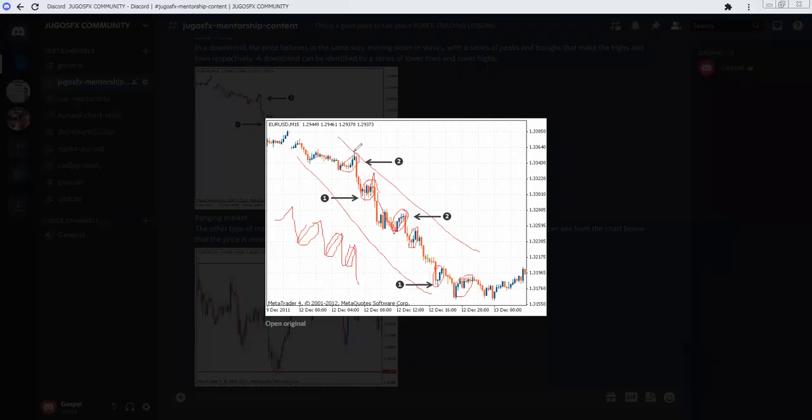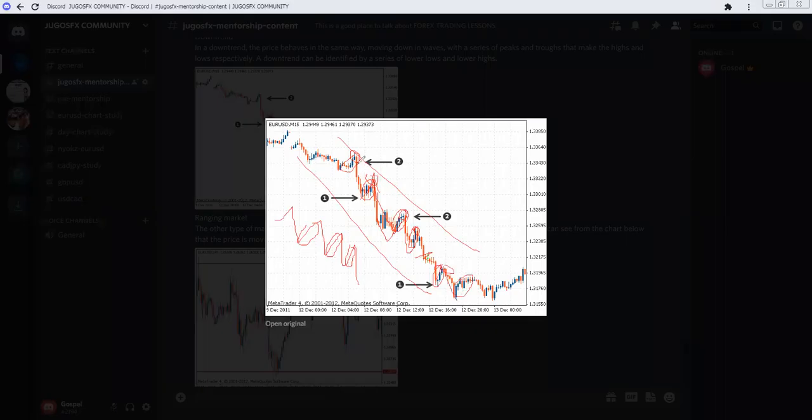Which means that if you sell here and the market is going down, for you to add more selling positions, you'll be waiting for a retracement. It gives you a retracement, you sell again. It goes down, gives you a retracement, you sell again. You don't sell here. You wait for price to give you a retracement first before you sell.